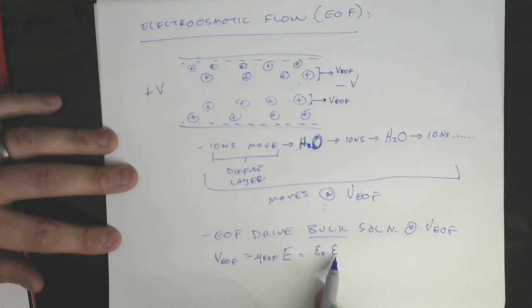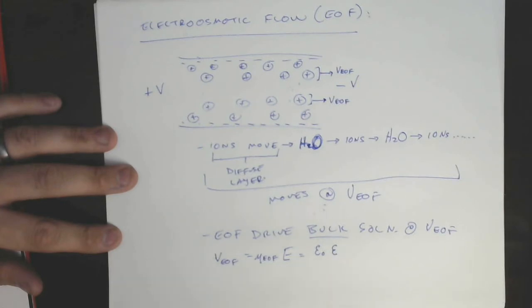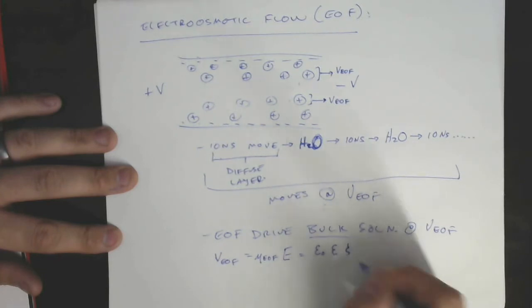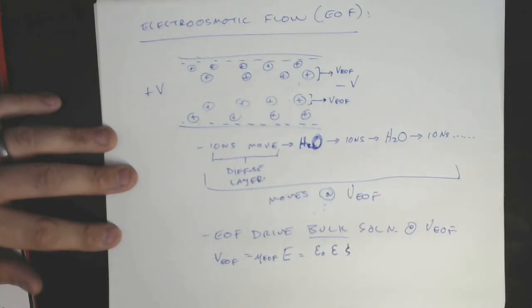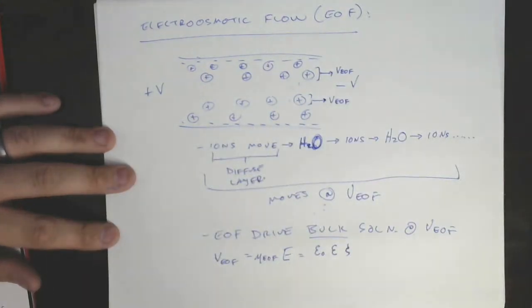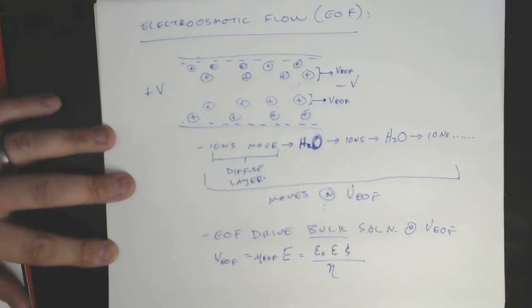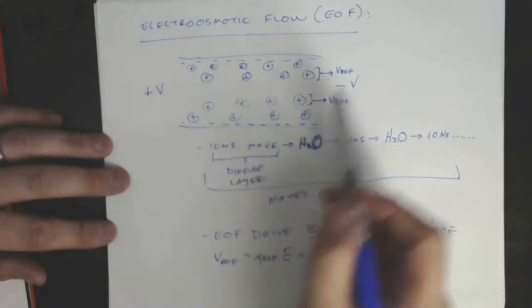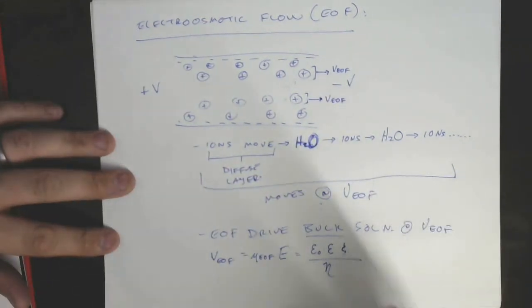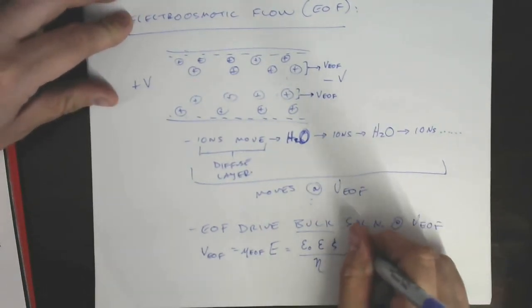Times the permittivity of our actual solution that this is happening in. So this is absolutely a property of our system, of our solution specifically, times the zeta potential, which is a property not of our solution, but of the combined solution and the wall, right? The solid part of the system, divided by the viscosity. So as the viscosity of this solution goes up, this V EOF goes down. And that makes sense, right? It's more resistance to flow as viscosity goes up. Multiply that times our electric field.